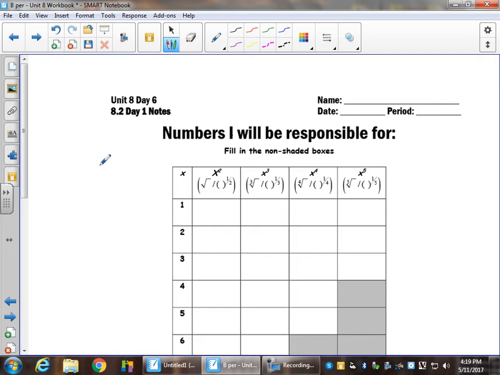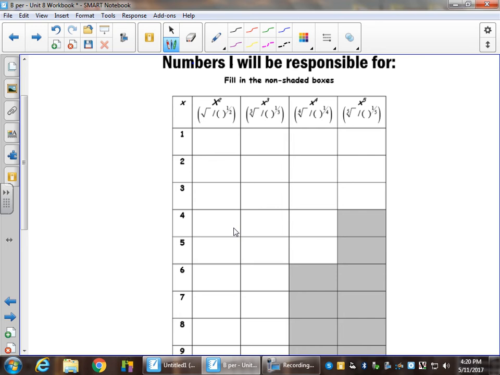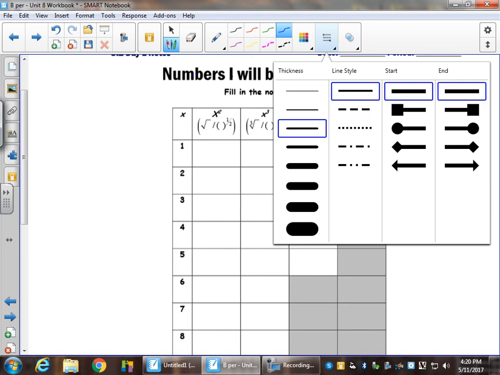But to start today's notes, we're actually going to work on filling out this table together. I'm going to start filling out the table and get some of the values that we need up, and then you can finish filling out the table on your own, and we will be using this table often as part of this section. If we look at the start of it, notice the title, Numbers I Will Be Responsible For, fill in the non-shaded boxes. So if I start here, 1 squared, let me just get this all set.